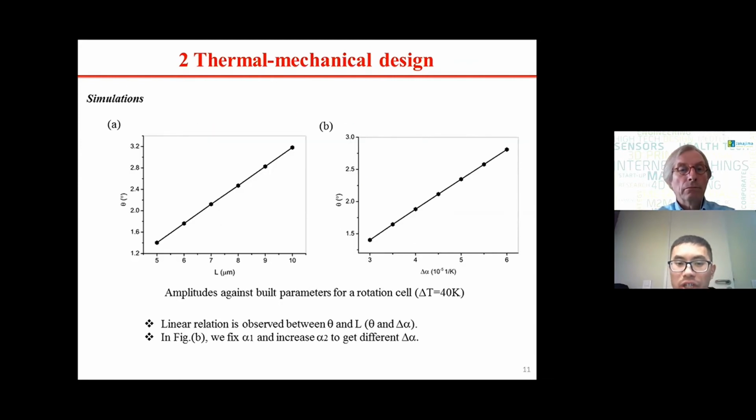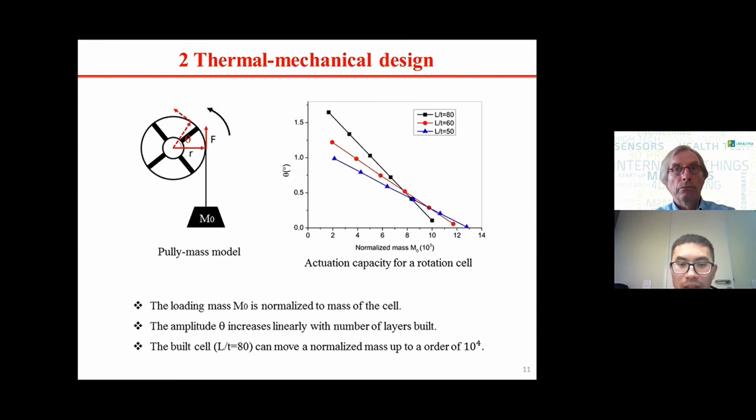Also, this is a relationship between the movement and the several main parameters in designing, and it's similar to the translation, so we don't give any details here.